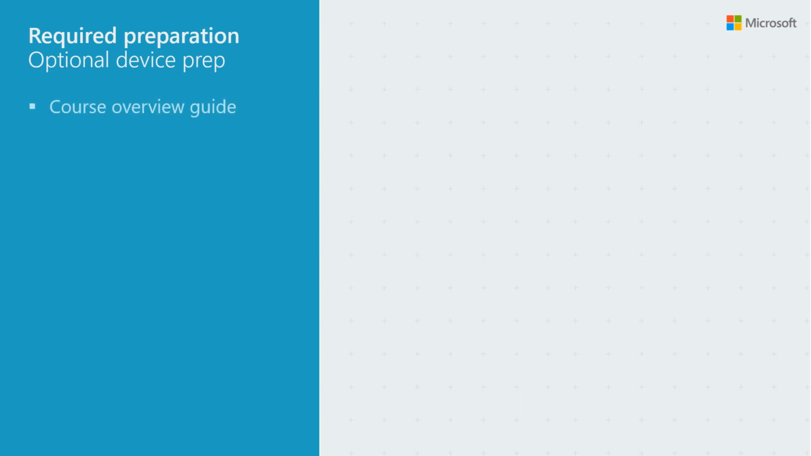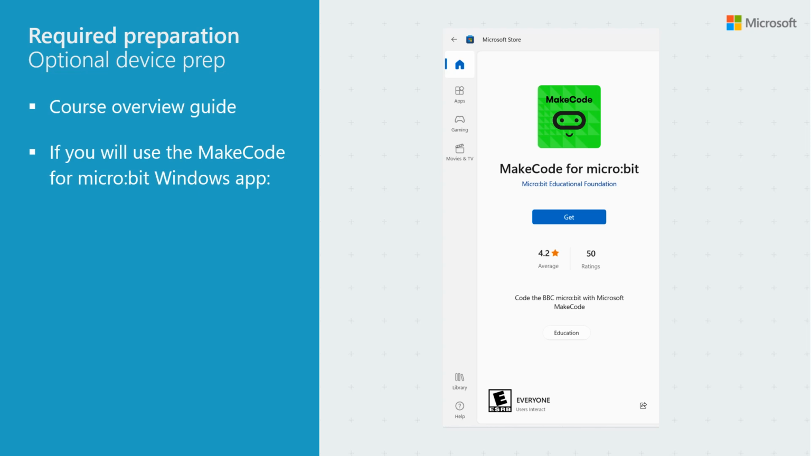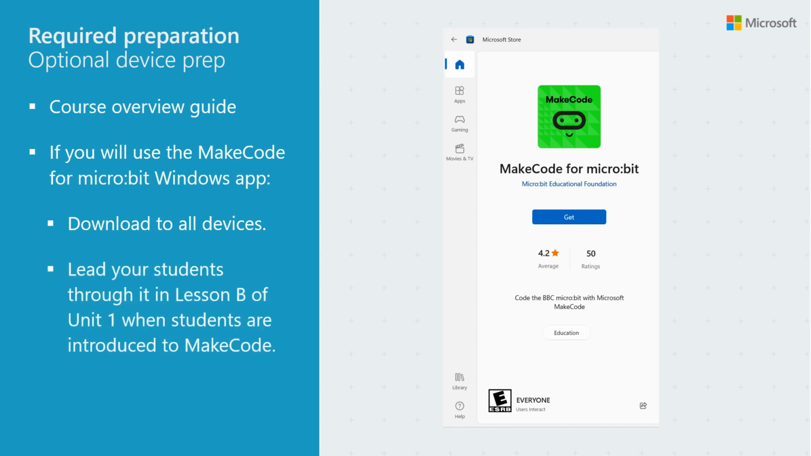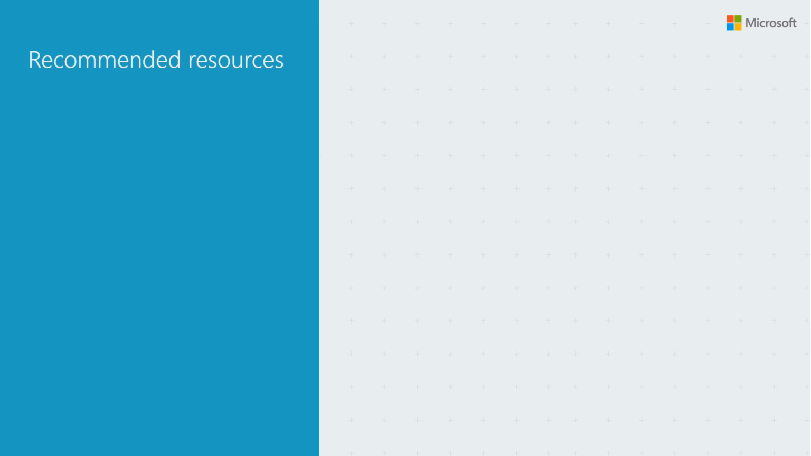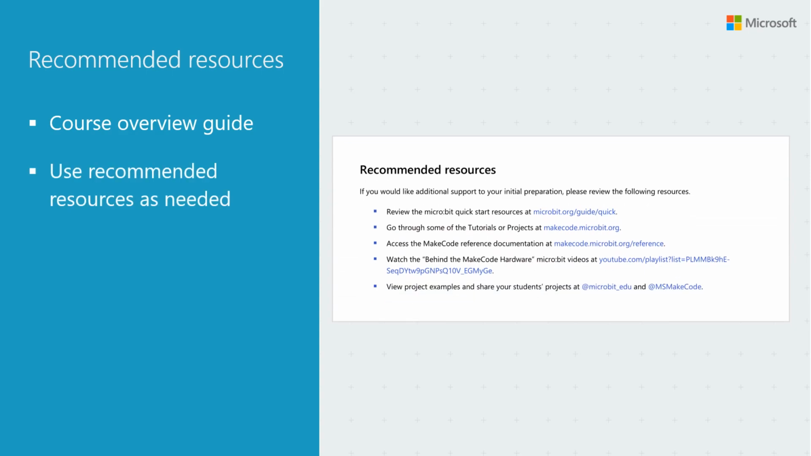Now, if you decide to use the MakeCode for Microbit Windows app, it's recommended that you download the app to all computers, laptops, or tablets before starting the course. Or you could lead your students to do this themselves in Lesson B of the first unit when students first start using MakeCode. For additional support as you prepare, please see the recommended resources in the course overview guide.